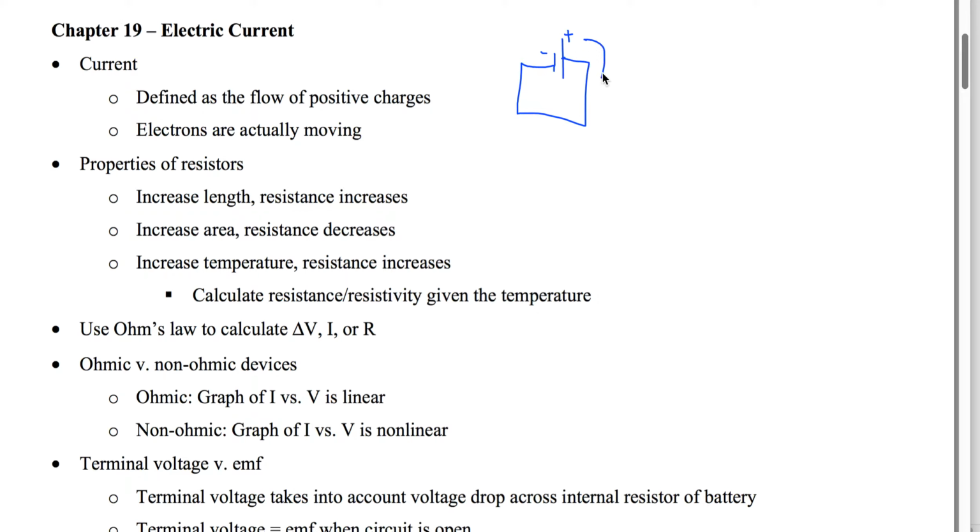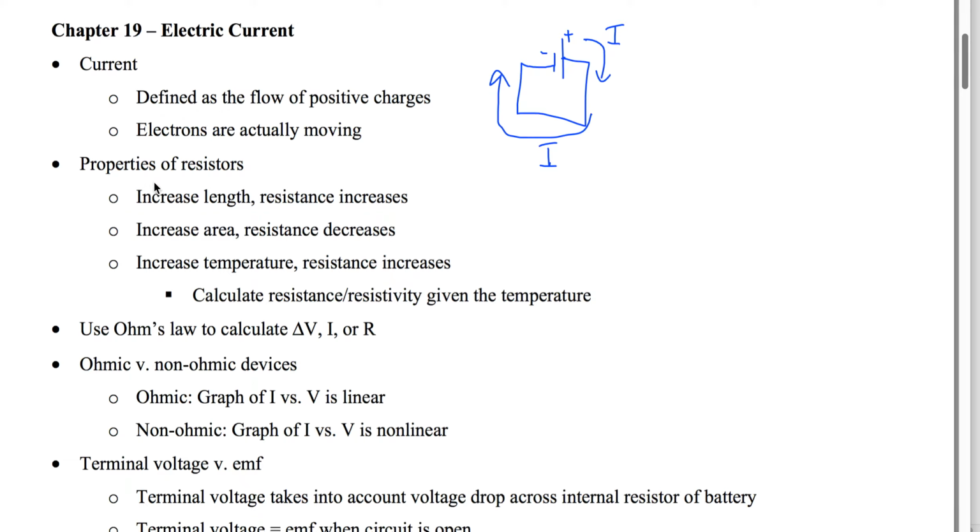And the current flows from the positive terminal to the negative terminal. So the current would be flowing clockwise in this circuit. So that's the way the current is flowing, but it's actually the electrons that are moving. So we should be drawing the current the other way, because the electrons are the free particles that can move.